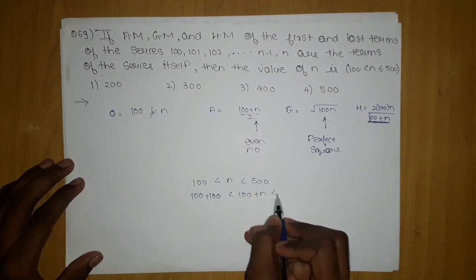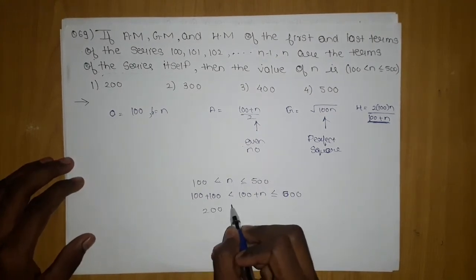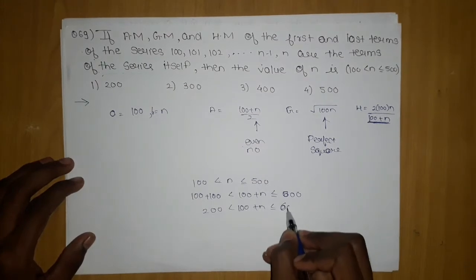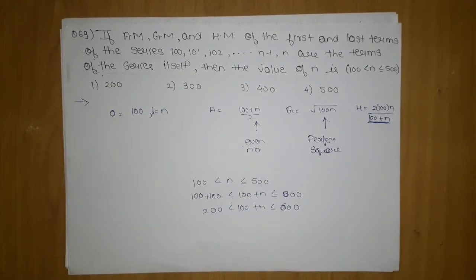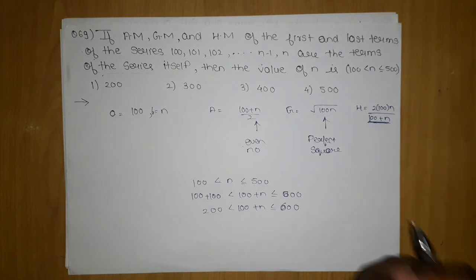This is the property of inequality, your inequality should be strong. This will become 600, this will become 200. So my range adds up to 200 to 600. We know it is an even number, we know it is a perfect square, and we got the range from 200 to 600 for the numerator to get cancelled out with the denominator.